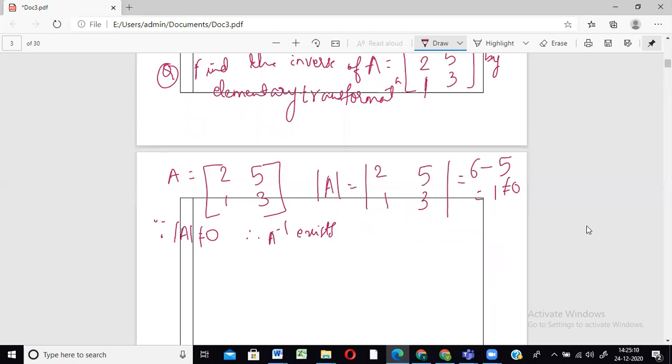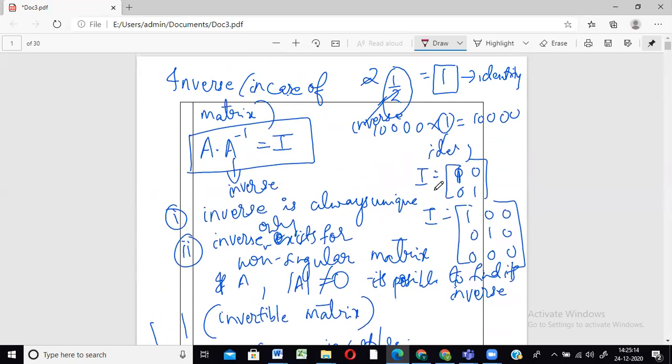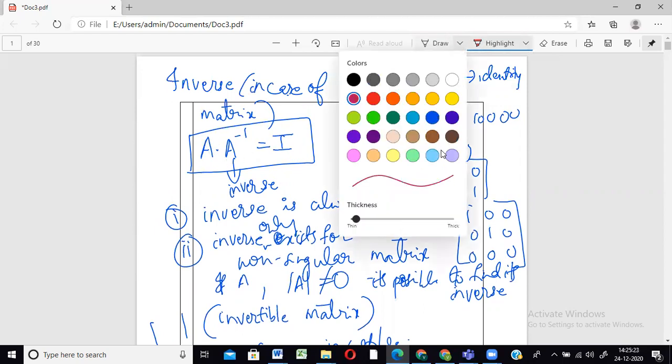Now what happens, as I said, the first criterion, the first thing that I wrote while starting, is the condition that A into A inverse is equal to I, right? So we're going to use that.